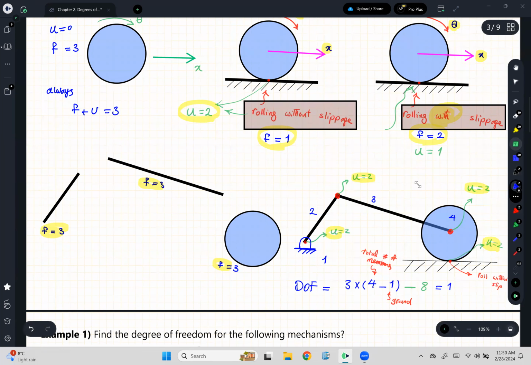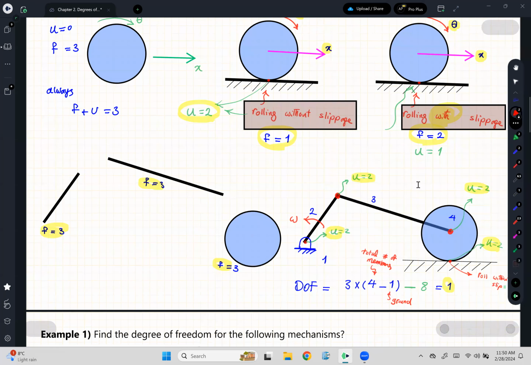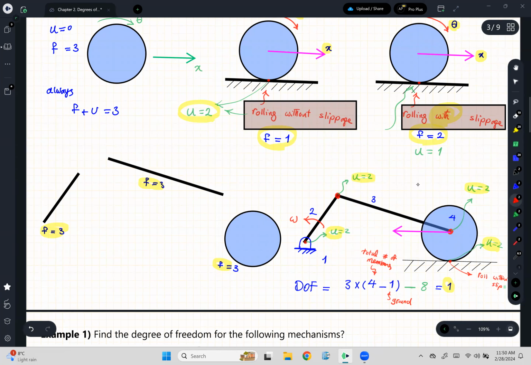What does it mean to have a degrees of freedom of 1? Well, degrees of freedom of 1 means that if you just have one piece of information for this mechanism, let's say if you just know how fast this link 2 is rotating, you should be able to figure out how fast this disk 4 is moving to the left, which is a topic that we will do in chapter number 3.